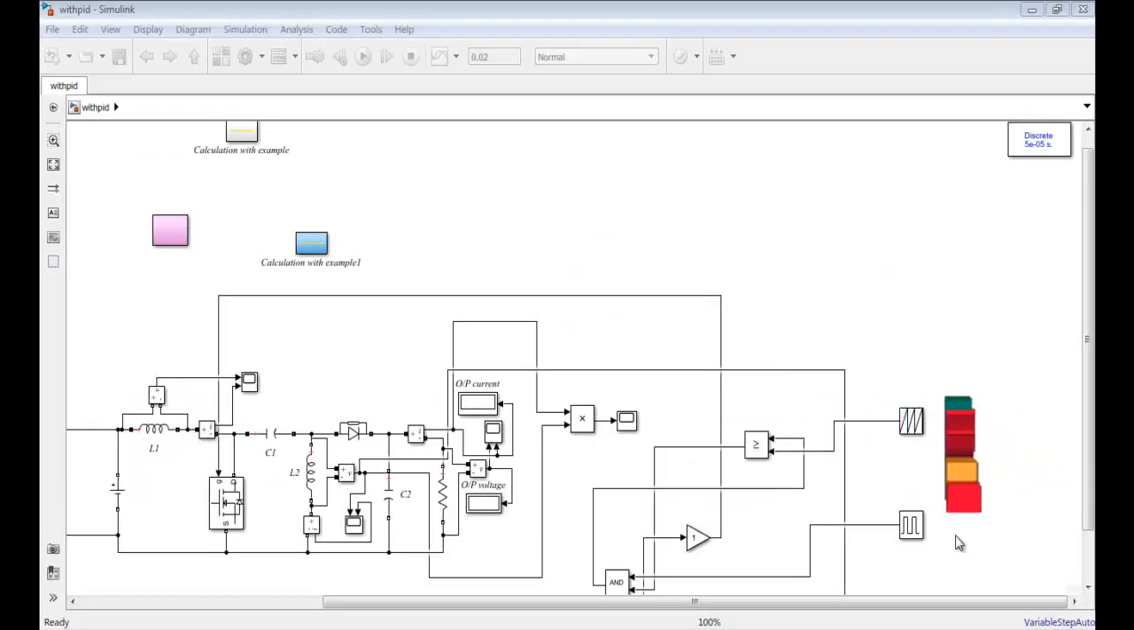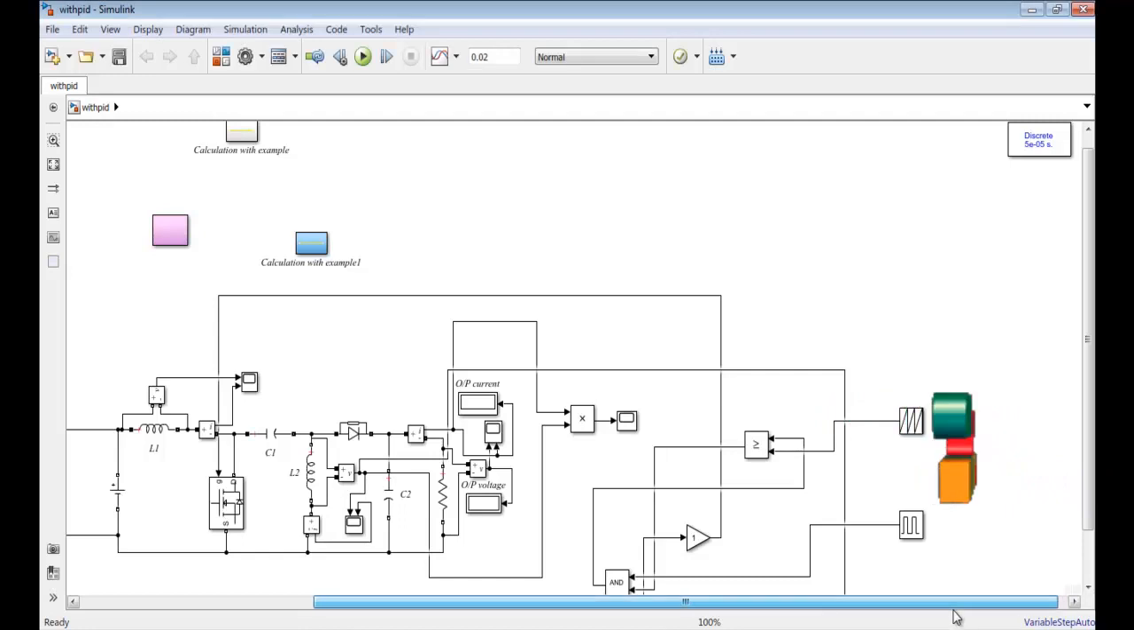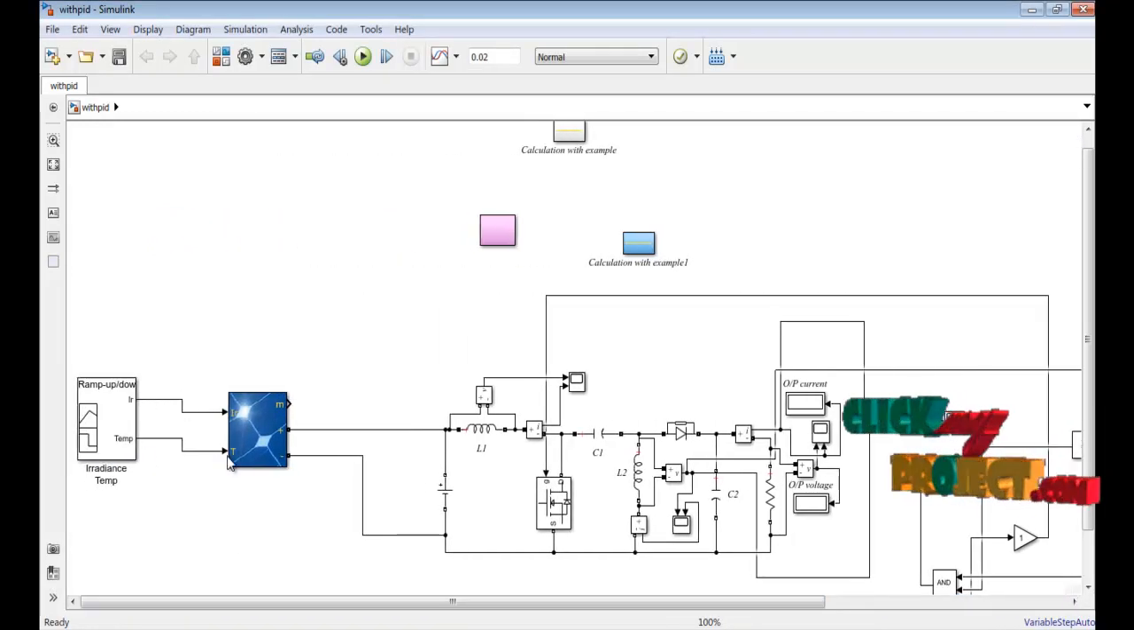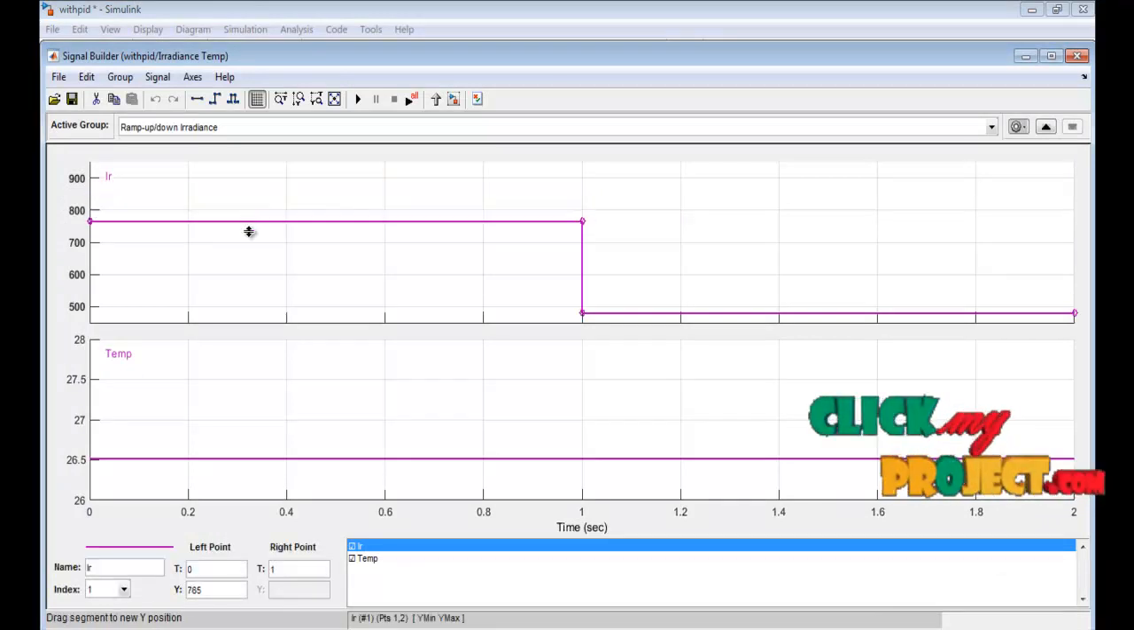It is based on the code, with two cases: one with PID and one without PID. After that, the grid supply. So this is the PV panel block. The two inputs are ramp up and ramp down, so we can change the values, the radiation values. Based on the radiation value, the output will also change.